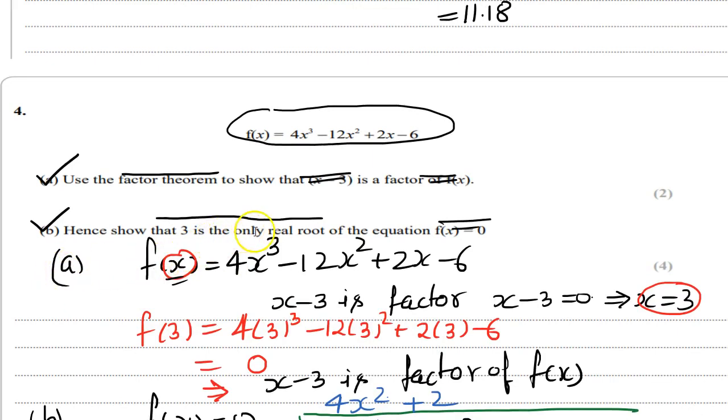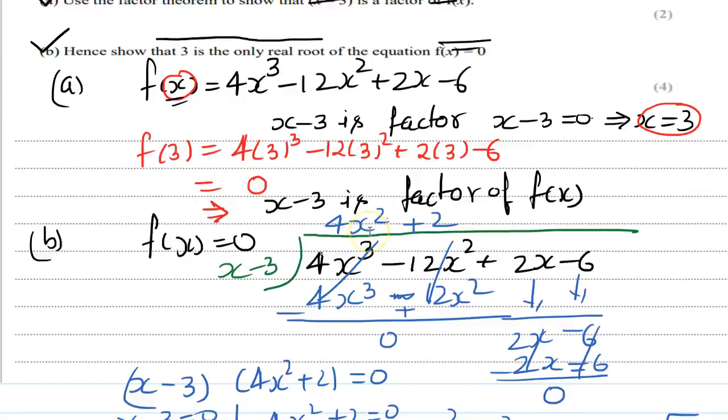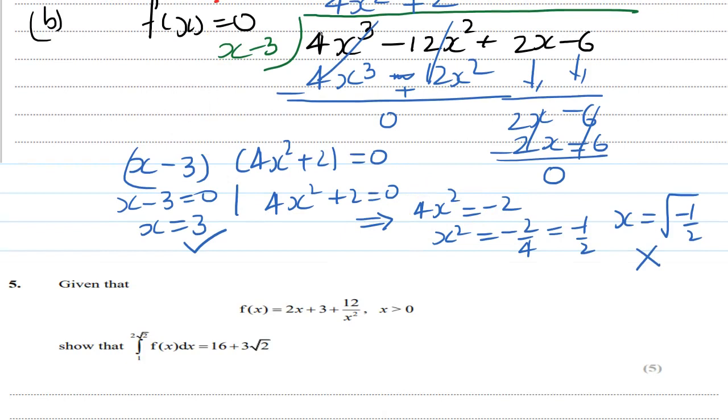Show that 3 is the only real root of the equation. So we can see here 3 is the only real root. So x equals 3 is the only real root here. So this is cancelled. This value we are not taking. So this is the only real root.